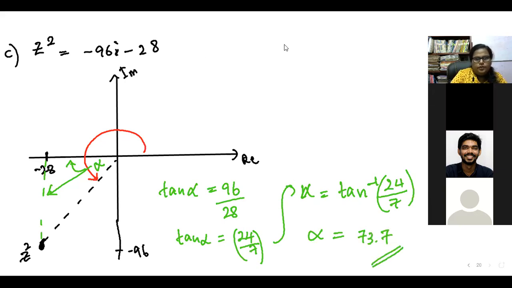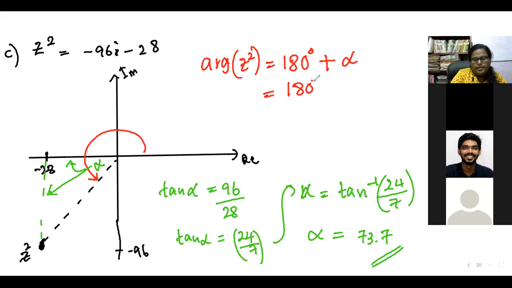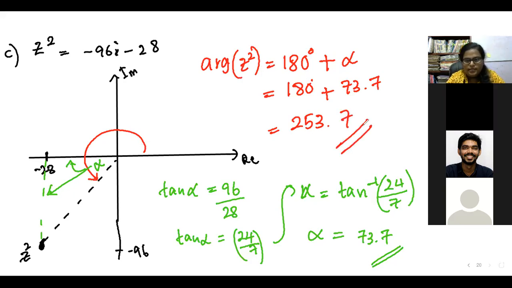So in order to find arg Z square, you have to take the whole angle. That means you can add 180 plus this alpha. So you can substitute alpha as 73.7, and you can end up with the result 253.7. So this is the arg value of the Z square complex number. Right, so is it clear for you?